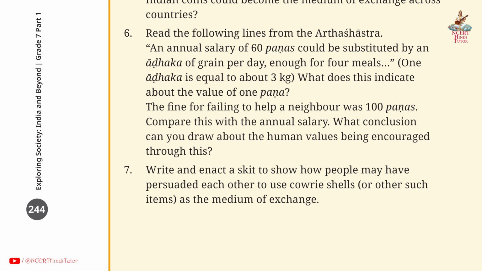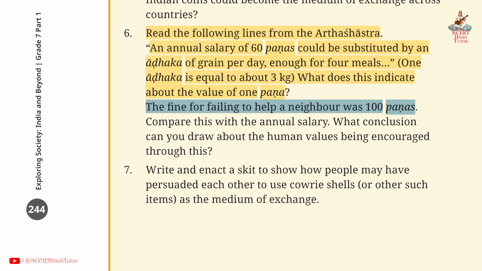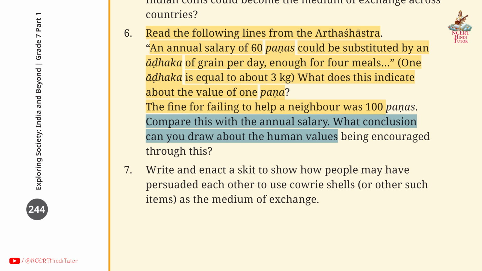Question 6. Read the following lines from the Arthashastra. An annual salary of 60 panas could be substituted by an adhka of grain per day, enough for 4 meals. One adhka is equal to about 3 kg. What does this indicate about the value of 1 pana? The fine for failing to help a neighbor was 100 panas. Compare this with the annual salary. What conclusion can you draw about the human values being encouraged through this?